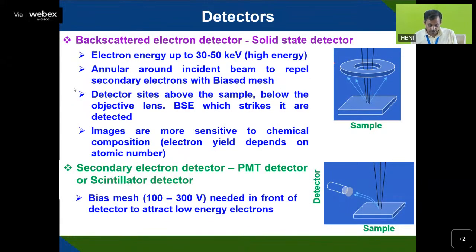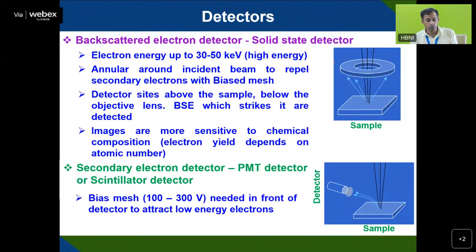So for this scanning electron microscope, you need a detector. That detector can be either a backscattered electron detector or a secondary electron detector. In the case of backscattered electrons, you use a solid state detector. Electrons of energy up to 30 to 50 kV, much higher energy, are produced here, and the detector has an annular shape around the incident beam, with a bias mask to repel secondary electrons. The detector sits above the sample but below the objective lens.